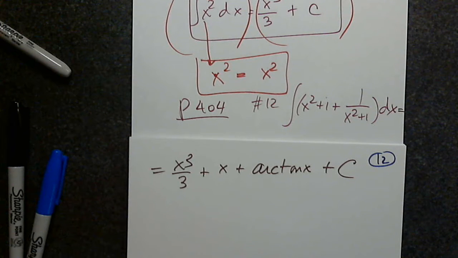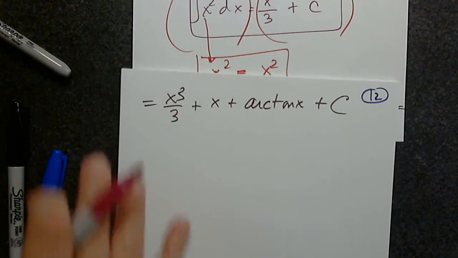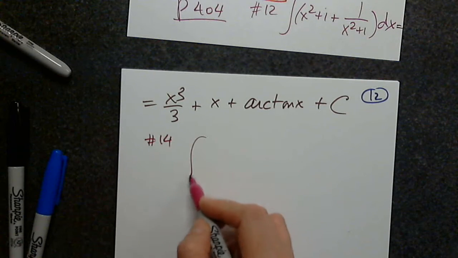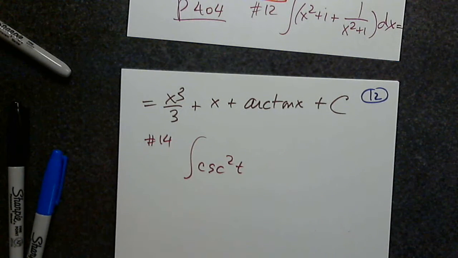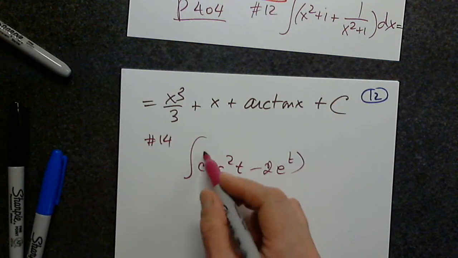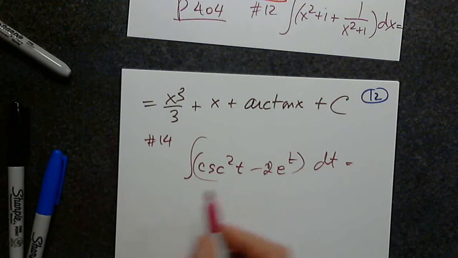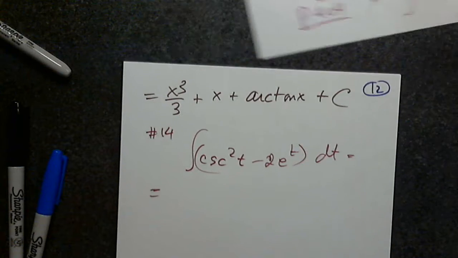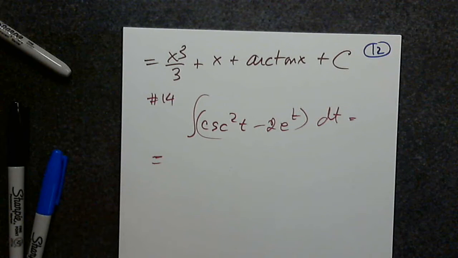Okay, next one. Let's look at 14. The integral of cosecant squared t minus 2e to the t dt. Cosecant squared t minus 2e to the t.